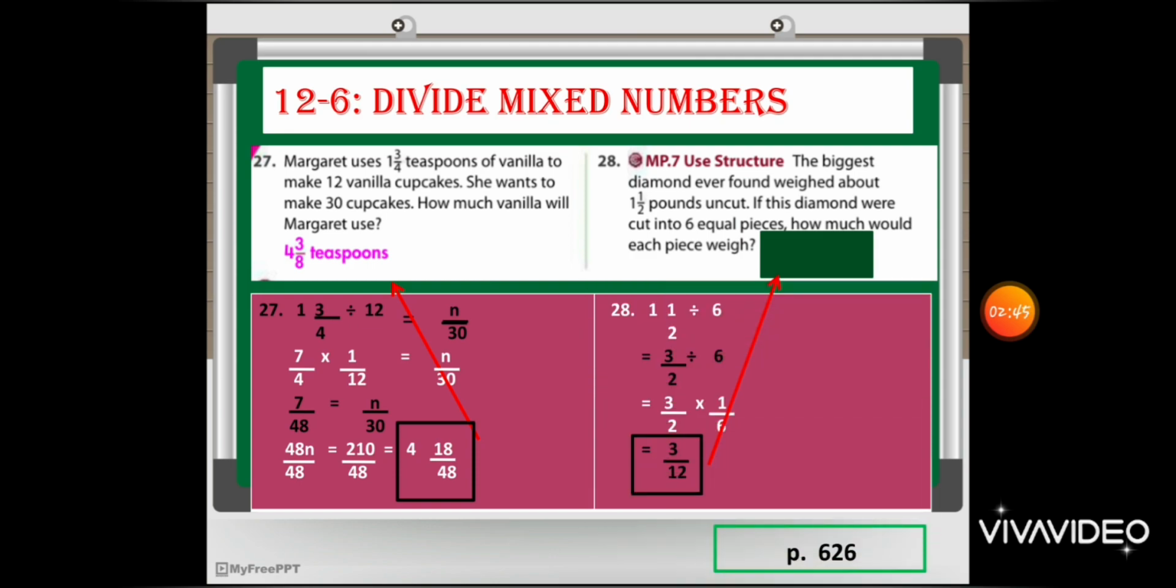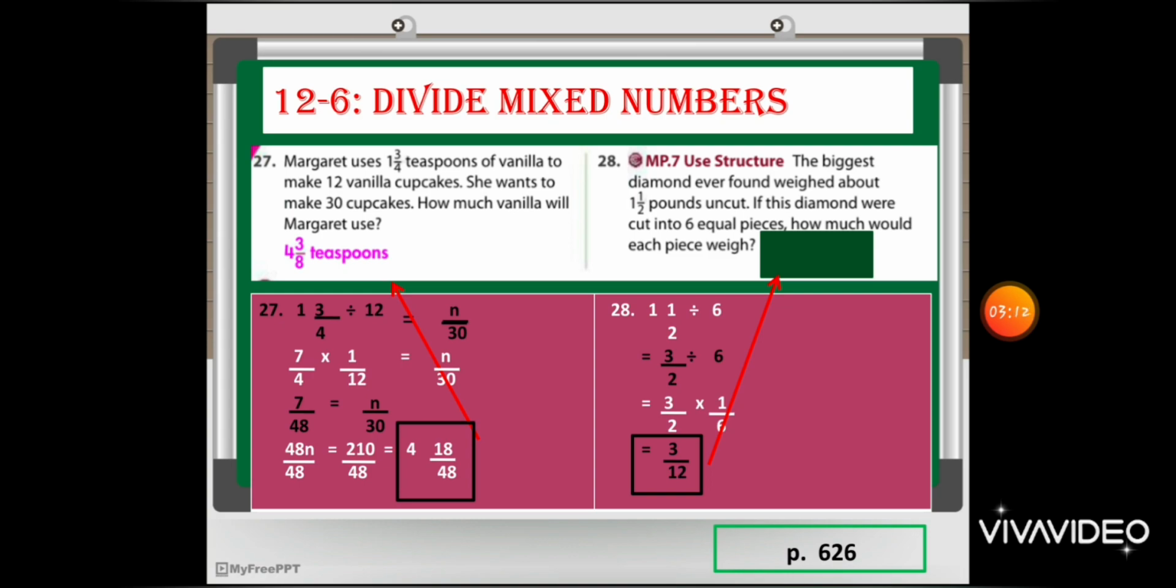So we are going to divide 1 1/2 by 6. So change the mixed number into a fraction. That will be 3 halves. Then divide it by 6. Change this equation to multiplication. So we have 3 halves times the reciprocal of 6, which is 1/6.